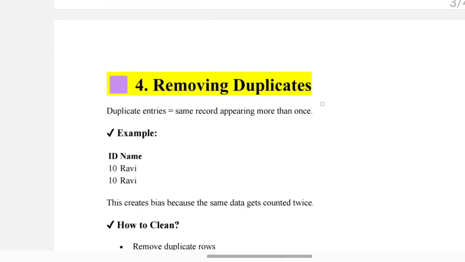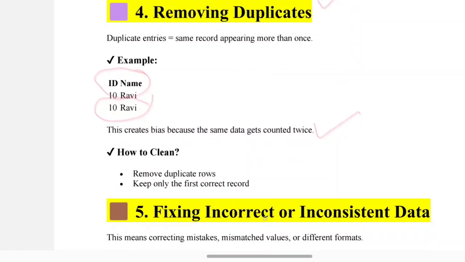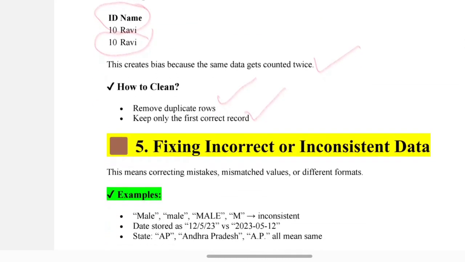Now moving on to another type, removing the duplicates. Duplicates means the same data appears more than once. If you look at the example, the id 10 has already appeared, and again the same data is appearing, right? This we call duplicates. They make the model think that one person appeared twice, and that may give incorrect results. So how to fix it? The main question comes. Remove the duplicate rows. Keep only one record, the actual record. That is what we need to do.